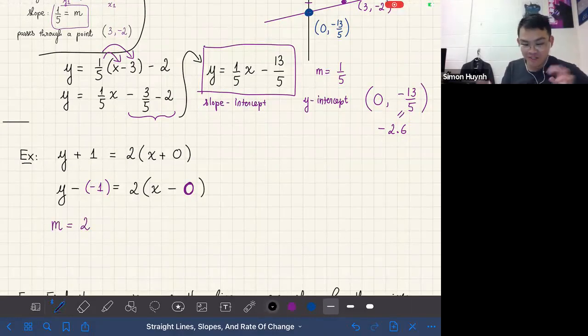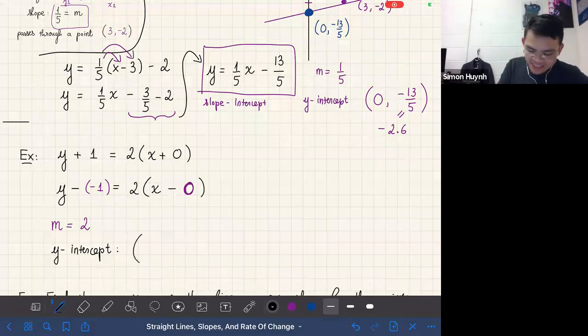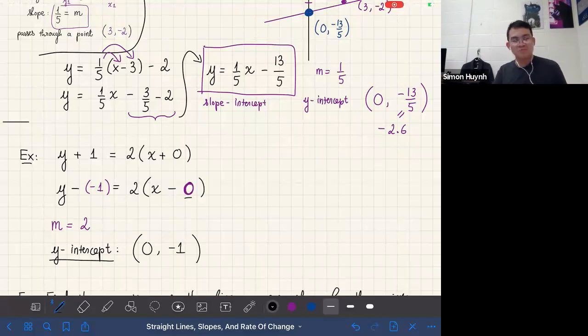Let's pause a moment. If you want, you can pause the video and think about what the y-intercept is here. The y-intercept in this case is the point x equals 0 and y equals negative 1. The point that I use is actually the y-intercept because the x value of that point is 0. So in a sense, the slope intercept form is just a special case of the point slope form.